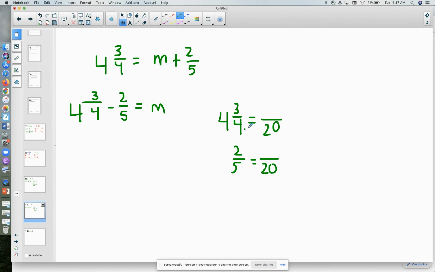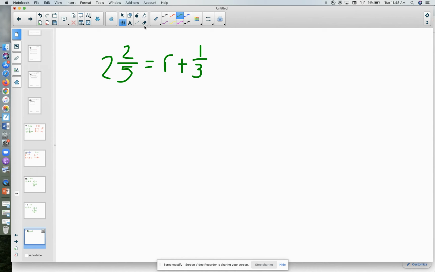So 4 times what is 20? 5. So 3 times 5 is 15. 5 times what is 20? 4. So 2 times 4 is 8. So now you're able to subtract. The 4 stays the same because that's the only whole number. What's 15 minus 8? 7. And then 20ths. Okay? All right, try this on your own.